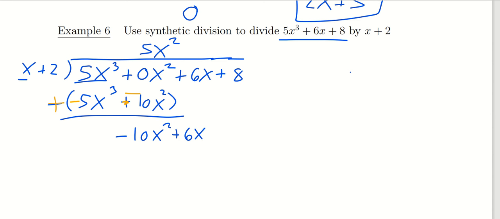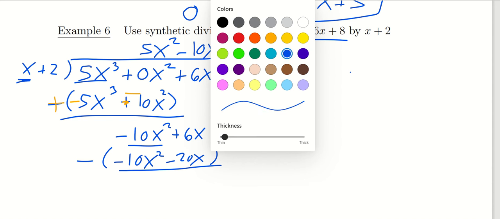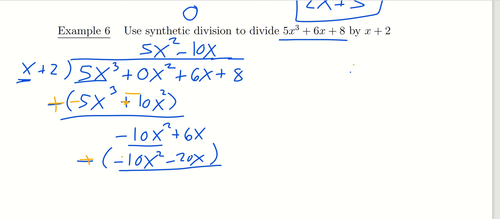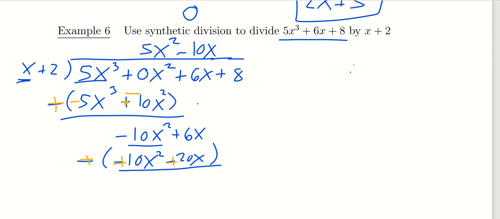Let's go ahead and bring the next term down and repeat. What do we need to multiply by x in order to get a negative 10x squared? Well, that would be a negative 10x. So that goes up top. We then distribute it to the divisor. Negative 10x times x is negative 10x squared. Negative 10x times a positive 2 would be a negative 20x. We're now going to subtract. Let's change that to addition of the opposite. Negative 10x squared and positive 10x squared cancel. 6x and 20x would add to give us 26x.